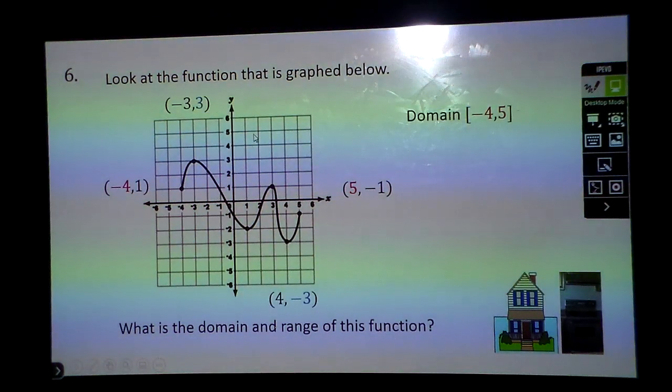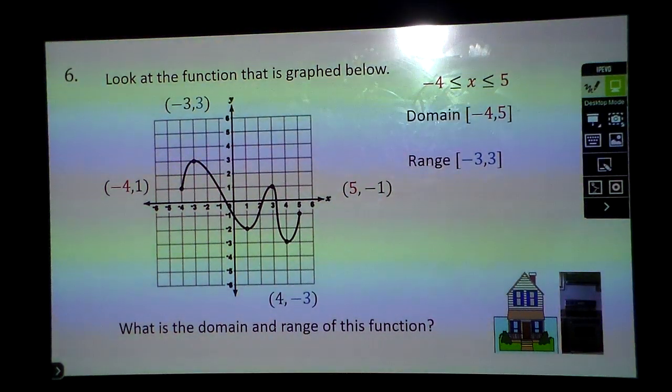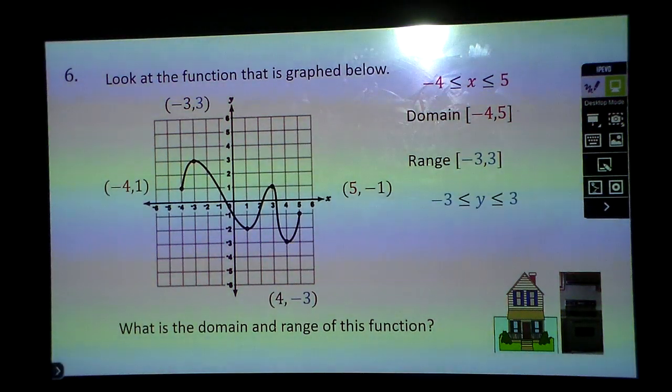And now this one here, I'm looking at the y's because this is the highest y, the lowest y. That's why I have these here, and they're in blue. Notice it is a bracket because it does equal those points. So my range, which is the y's, goes from, we could write it like that for the domain, and we have the -3 to 3, which can also be written like that with the y.